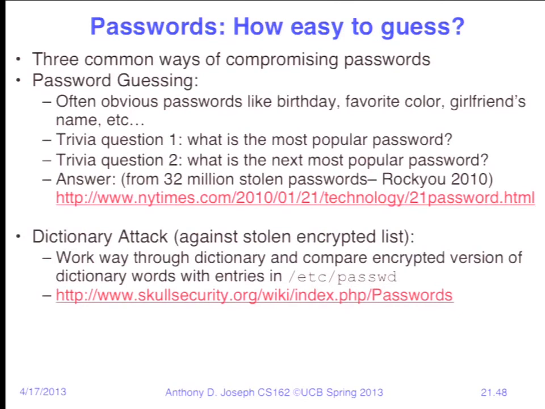So if you get one of these stolen encrypted lists, you can simply take passwords from here, hash them, and compare the hashes. If you pre-compute this, that's called rainbow tables, where you basically pre-compute all the hashes for the values. Yeah, question?